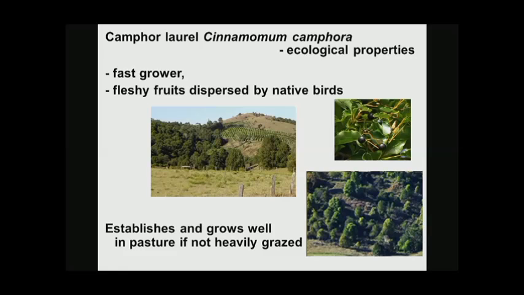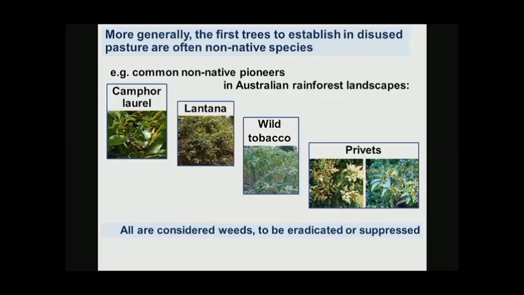And looking more generally, if you do look at the trees that establish in old dairy pasture, there's a common suite of non-native trees that do that. We call them pioneer species. So here are some examples: camphor laurel, lantana, wild tobacco, and a couple of species of privet. Now, these are considered to be weeds, so to be eradicated or suppressed. So we restore nature by eradicating or suppressing these trees. But actually a lot of the time we're restoring dairy pasture by doing this.